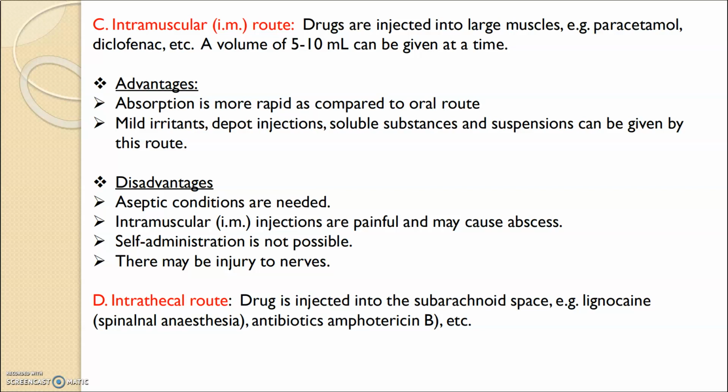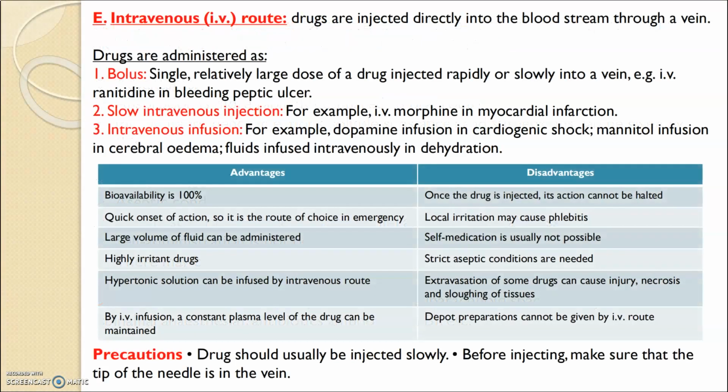Okay. Disadvantage: aseptic conditions are needed. Intramuscular injections are very painful and may cause abscess. Self-administration is not possible. There may be injury to the nerves. Fourth, intrathecal route. Drug is injected into the subarachnoid space, for example, lignocaine, antibiotics like amphotericin B, etc.